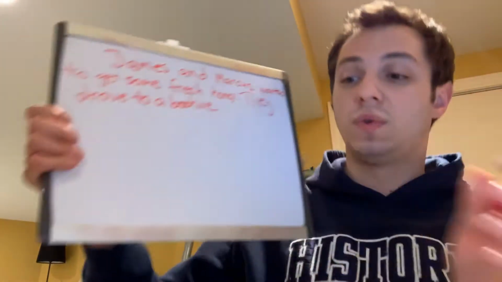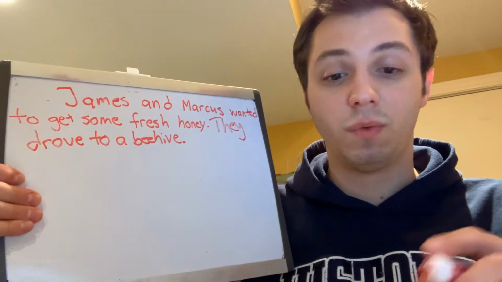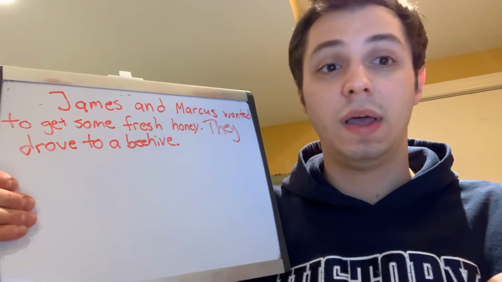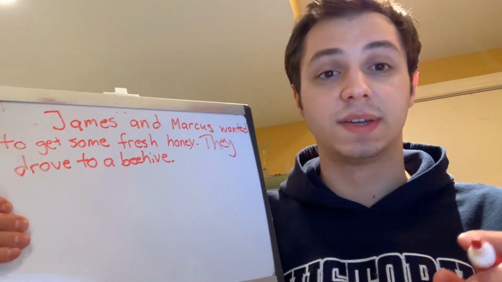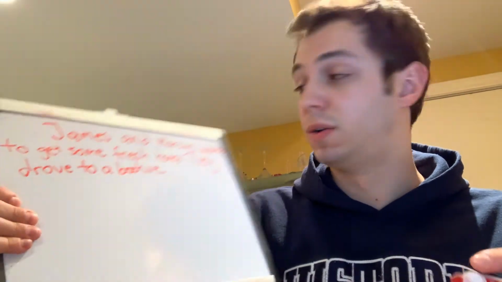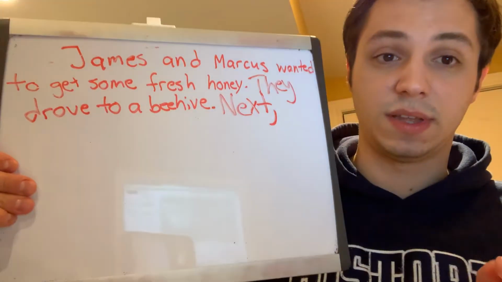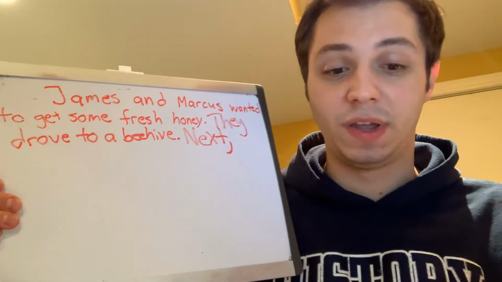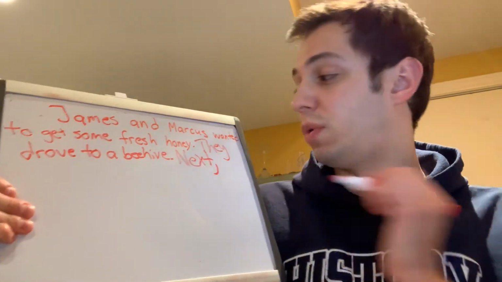Right. So now I want to describe what's happening in the picture. Let's try to use one of our parts that tell when. Maybe we can use the word next. Remember, after a part that tells when, I need to have a comma if it's at the beginning of a sentence, just like that, right? So what's happening next? So they drove to a beehive.